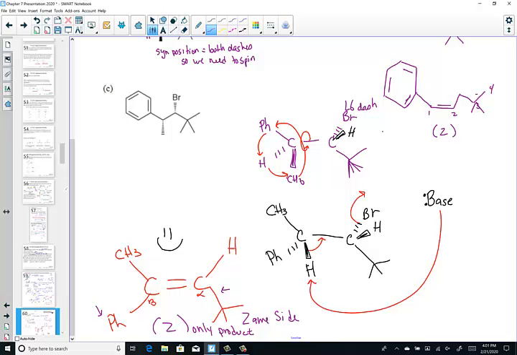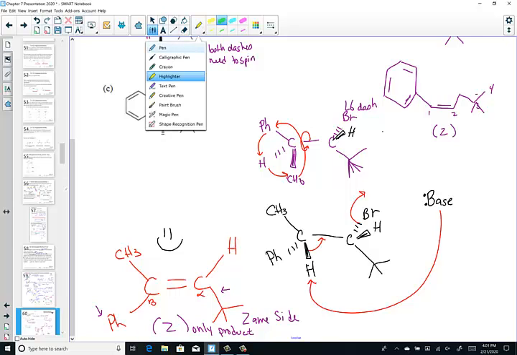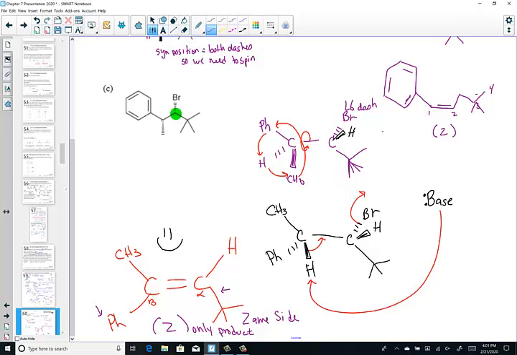What about letter C? Oh, I like what I see. Do you see it? If the methyl group is the dash, the hydrogen already is the wedge, we don't need to spin. And since it's already meeting the criteria of being anti-periplanar, the beta hydrogen is in the correct position. We'll eliminate the proton.